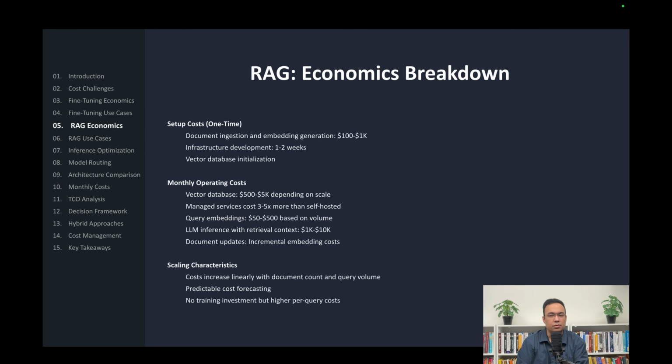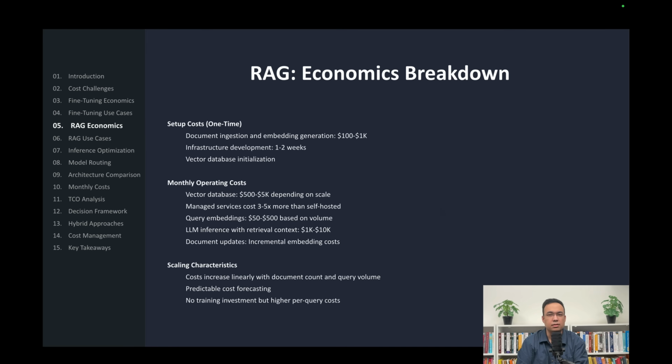The scaling characteristics of RAG are quite predictable. Costs increase linearly with document count and query volume, which makes cost forecasting pretty straightforward. You do not have training investment, but you do have higher per query costs compared to fine tuning at scale because of the retrieval overhead. Every single query triggers embedding generation, vector search, and LLM inference with an expanded context window. The key trade off here is time to market versus long term operational costs. RAG systems can be deployed much faster than fine tuned models, but if you're running millions of queries per month, those per query costs do actually add up.